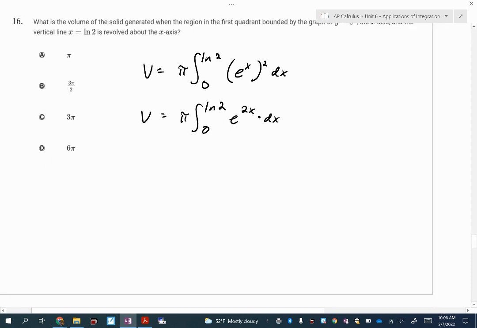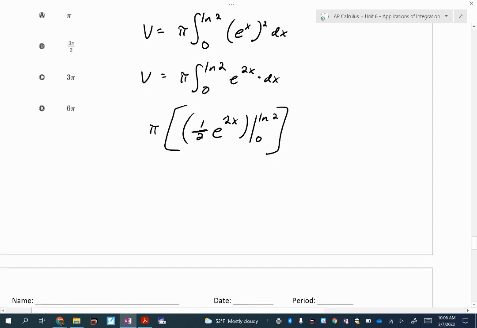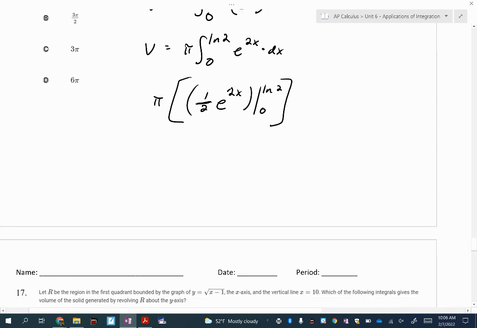Now we're ready for the antiderivative. Like I did before in one of these problems, I think it was 14, when you do the integral of e to the power of 2x, make sure that you throw that 1/2 in front, because of the chain rule, you would need to multiply by that derivative of 2x, which is 2. And this is evaluated at 0 and the natural log of 2. And again, all of this is multiplied by pi. Okay, so now I'm going to do 1/2 times e to the 2 times the natural log of 2 power minus 1/2 times e to the 2 times 0 power.